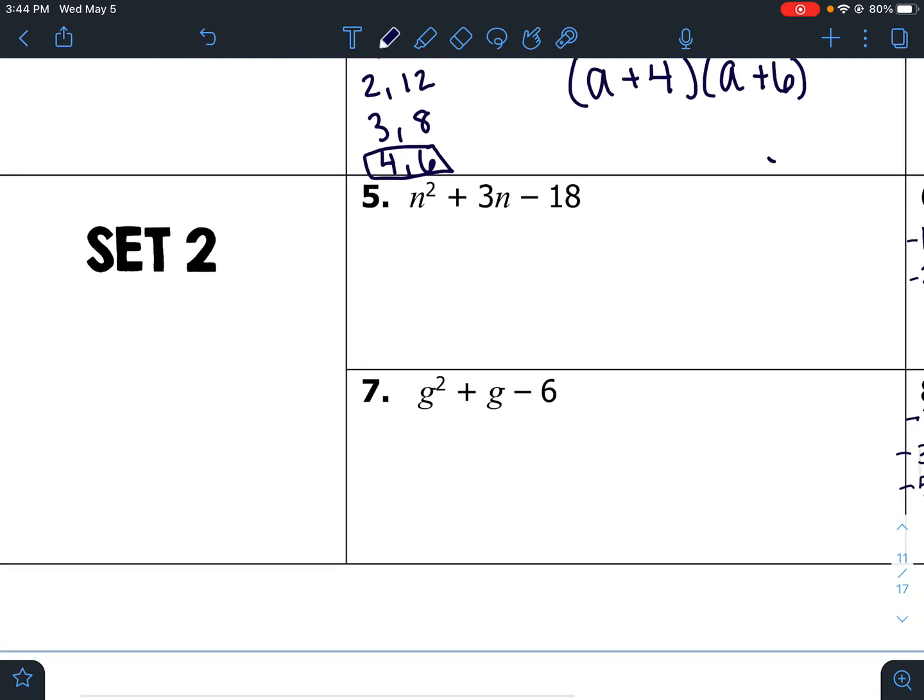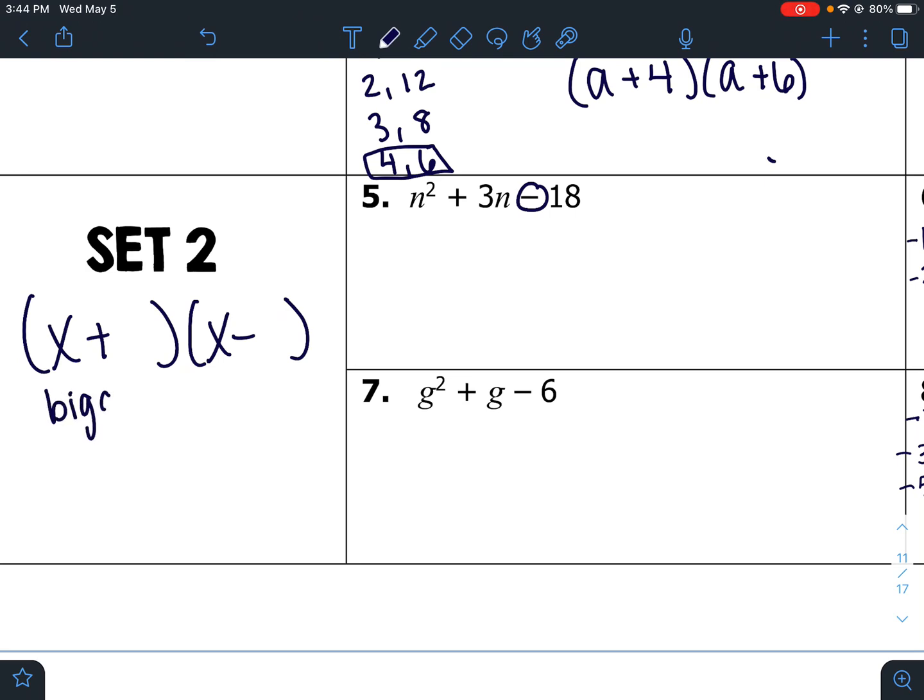Now here on set 2, you're going to notice my last number is negative, but my first number is positive. That means I'm thinking, what multiplies to be a negative? Well, things that multiply to be a negative are going to be 1 positive and 1 negative. That's the only way we can multiply to be a negative number. Now, if I'm adding to be a positive number, when I have one that's a negative and one that's a positive, that means that your bigger number must be the positive one.